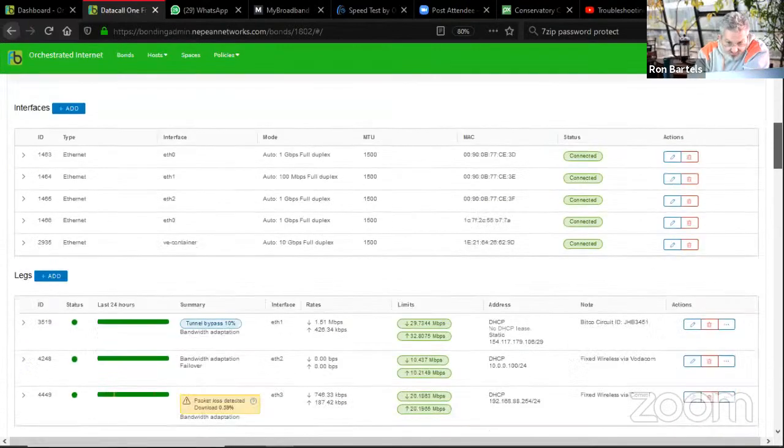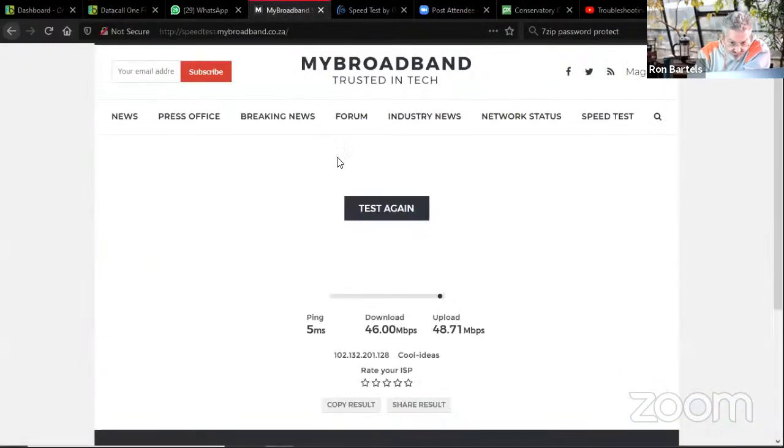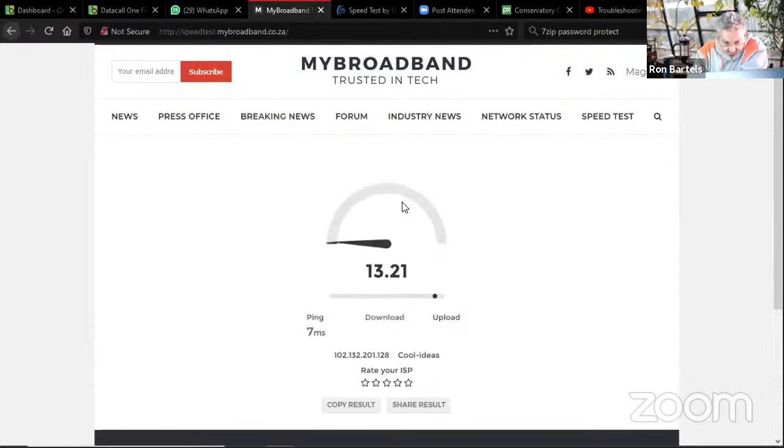So when we go back to it, we go, okay, looks reasonable. What most people do when they are looking for issues is go to MyBroadband and do a speed test. Here you can see we've got a link that is 30 megabits per second fiber and 20 megabits per second wireless. I've just run an actual speed test, and I'm getting nearly 46 and 48 megabits per second out of it, and I'm still doing a live streaming on it. Let's test it again and have a look.